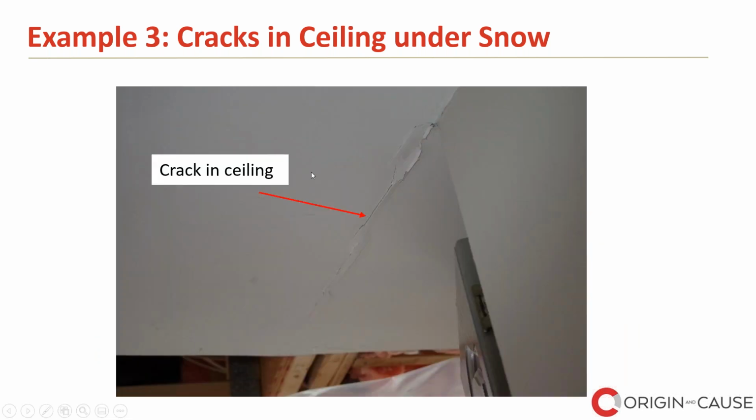Again, another example, again, a crack in the ceiling. So again, these are early warning signs, the cracks in the ceilings or the sagging in the roof. And it's important to do a structural inspection to determine what the root cause is and what the pre-existing conditions are.